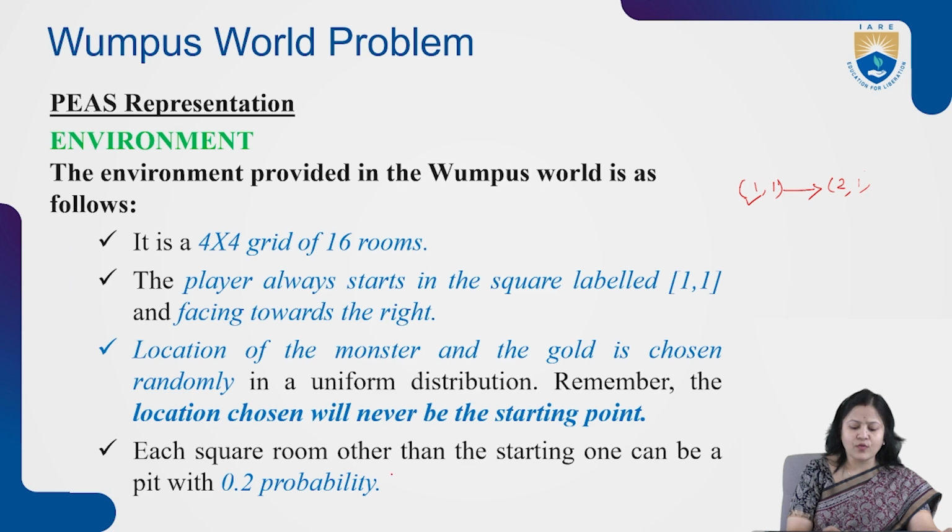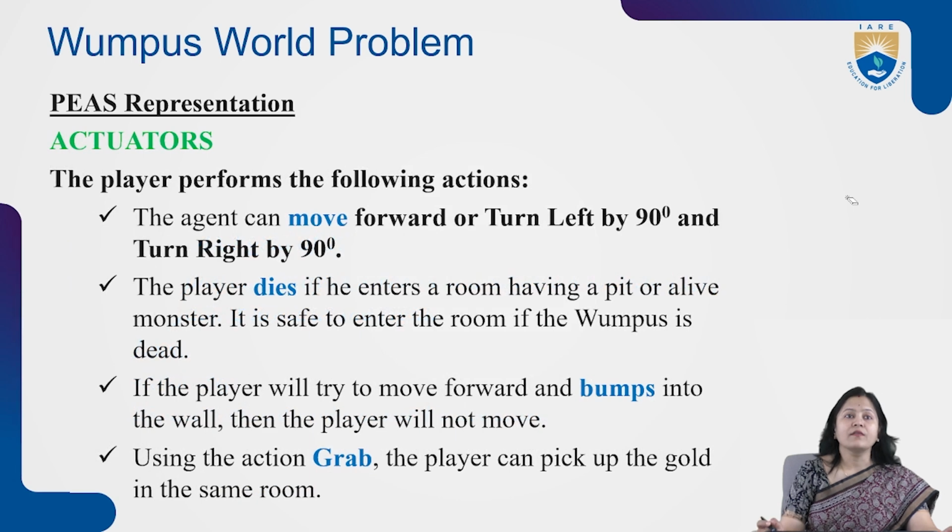And each square room other than the starting one can be a pit with 0.2 probability. That is, a 20% probability. Other than the first room, any room may be a pit. Then let me discuss what the actuators are here, meaning what actions can be performed by the agent.